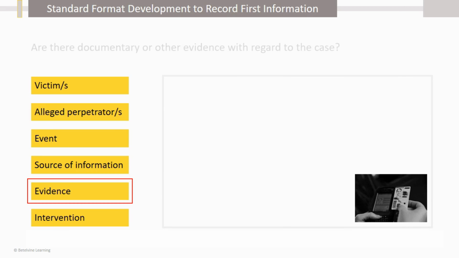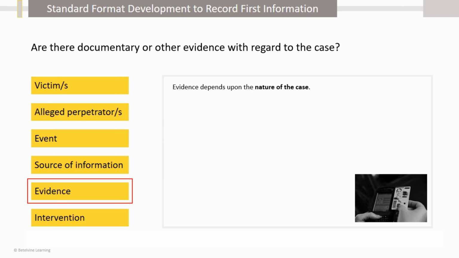Evidence. Are there documentary or other evidence with regard to the case? Documentary evidence that is relevant should be collected if available. Evidence would depend upon the nature of the case. If the case is related to that of migrant workers, it would be useful to collect copies of the migrant ID cards. The ID cards help to establish the status of the migrant, the nationality, and so on.